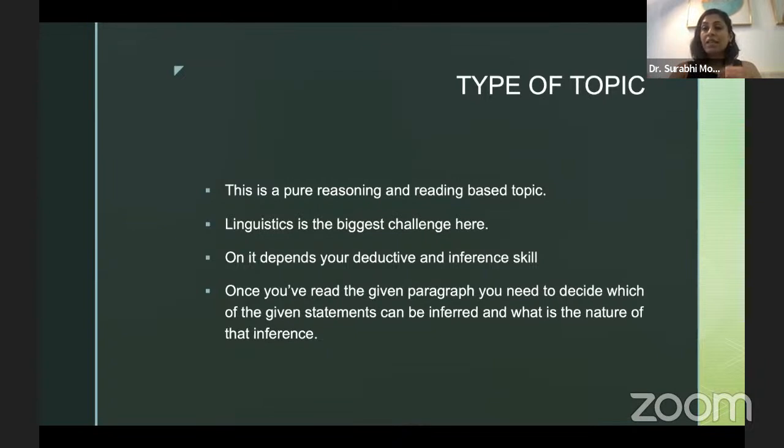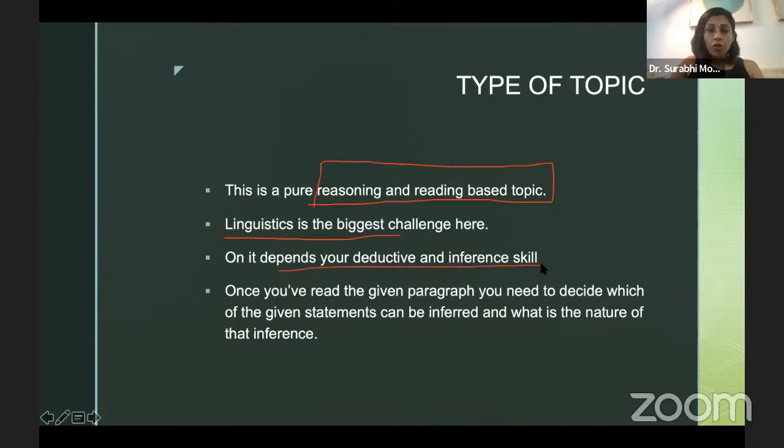Now, please understand that degree of truth and falsity is a question which is purely reading based and reasoning based. You have to be able to read well. You have to be able to decide what can be inferred or cannot be inferred from what you are reading. Therefore, understanding is the biggest challenge here. In fact, it is the only challenge. I should not say biggest, I should say only challenge. Because here, not just reading, you also have to use your inference skills.